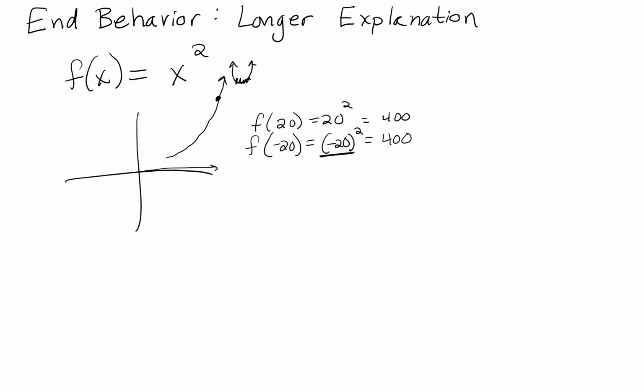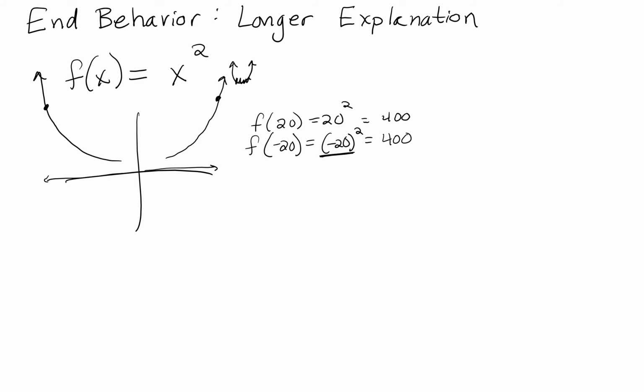Now, you don't have to pick 20. You could pick 50. You could pick something really big. You don't want to pick something smaller because you're not really sure what happens here in the middle. But if you pick a bigger number, let's see what happens. You end up getting 400 again. So even though I'm going in the negative x direction, I'm still up here at 400. So my graph is still going up in that direction.